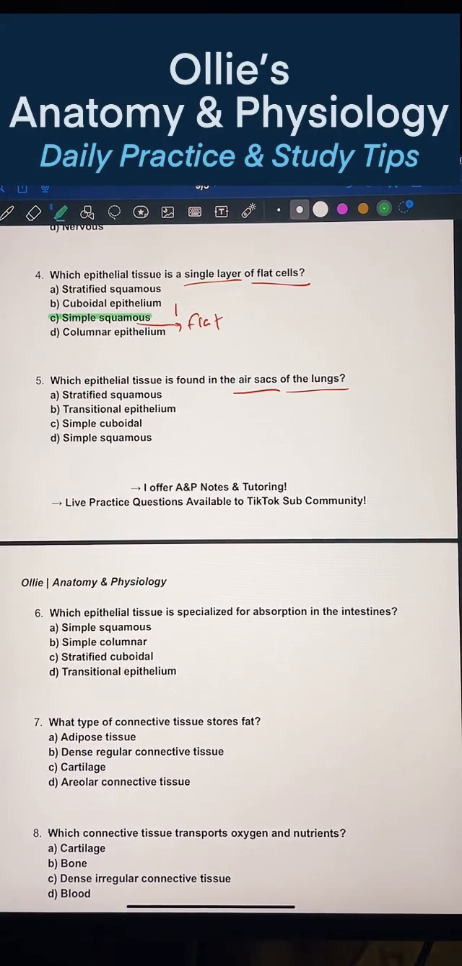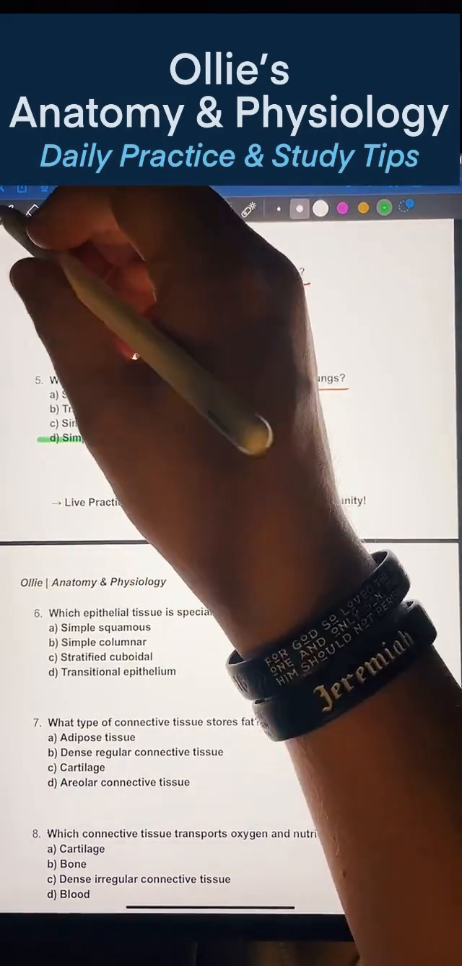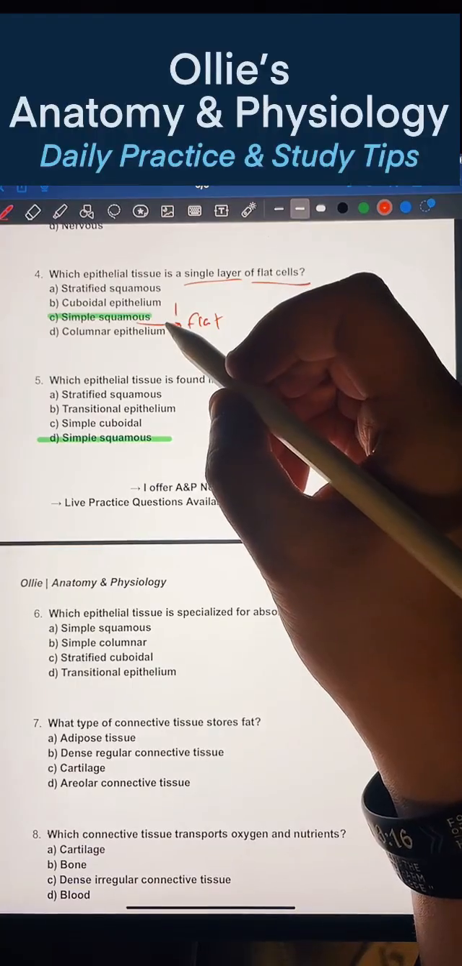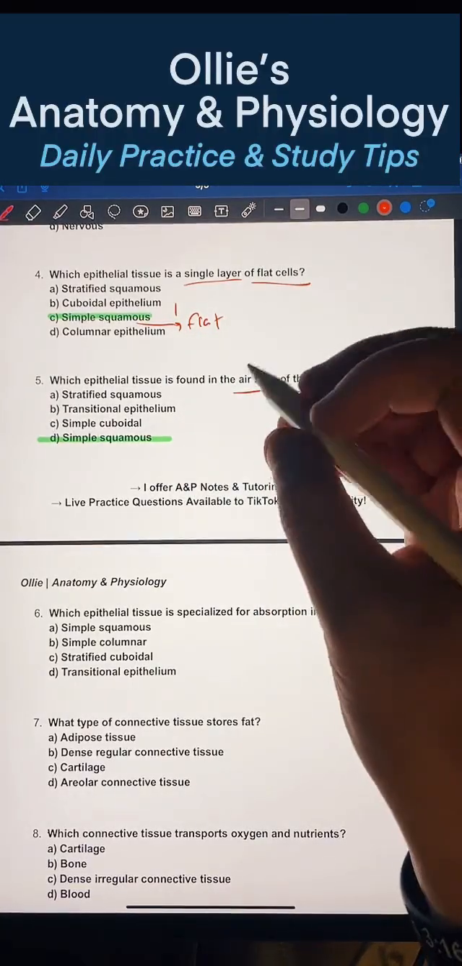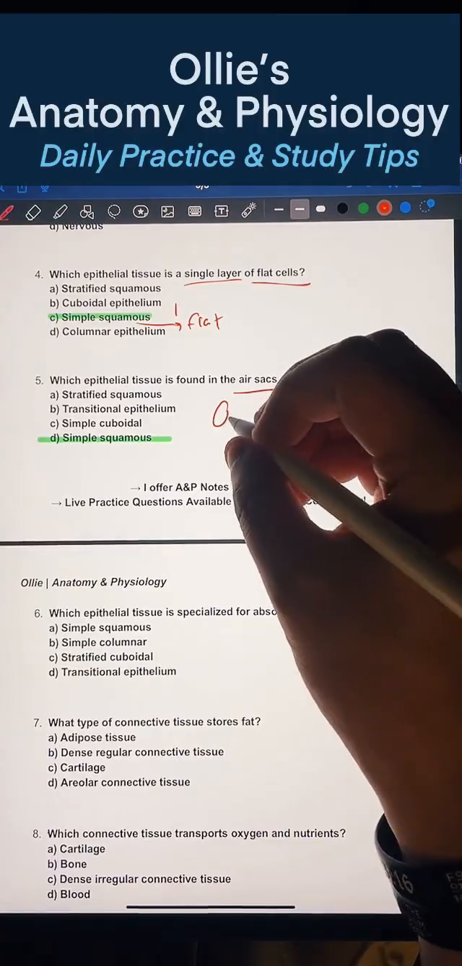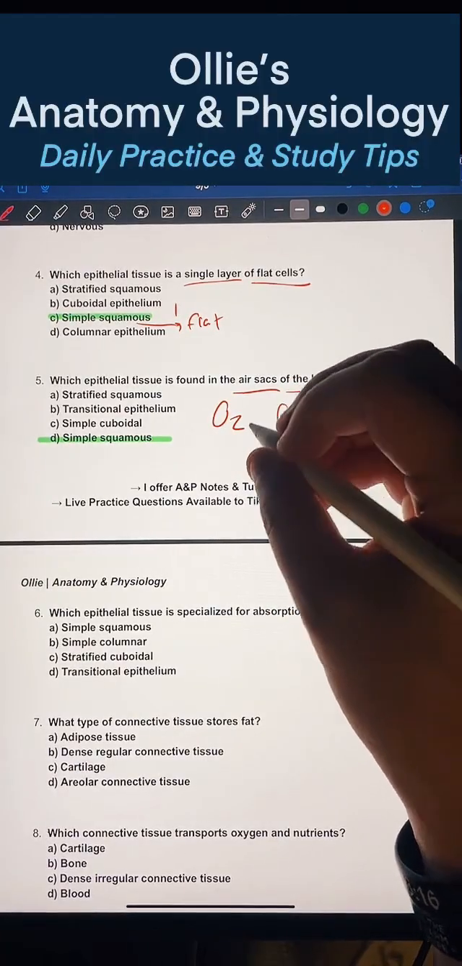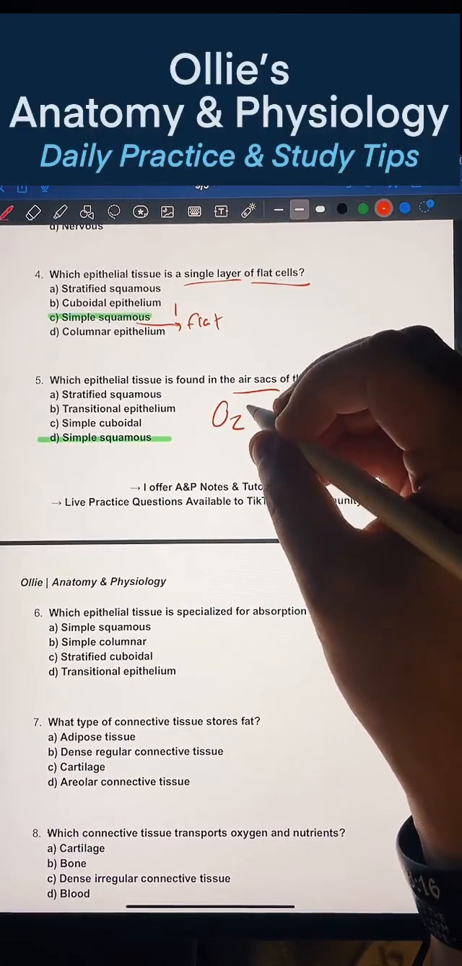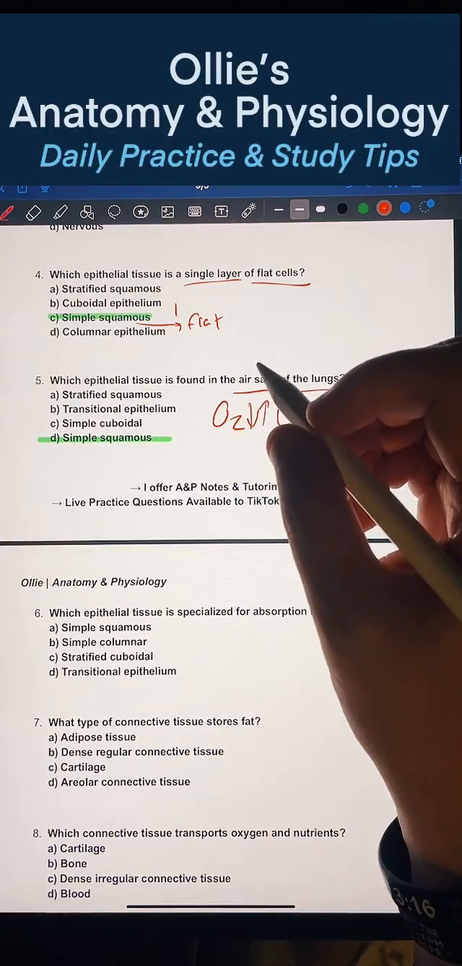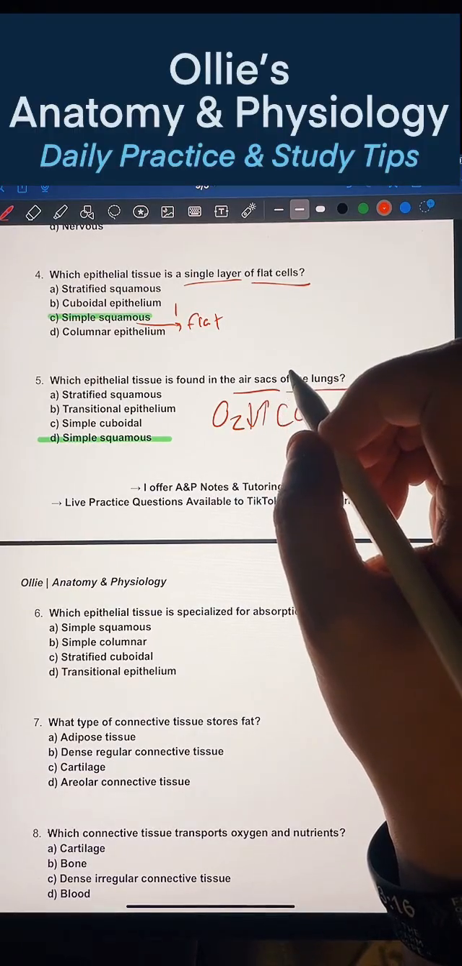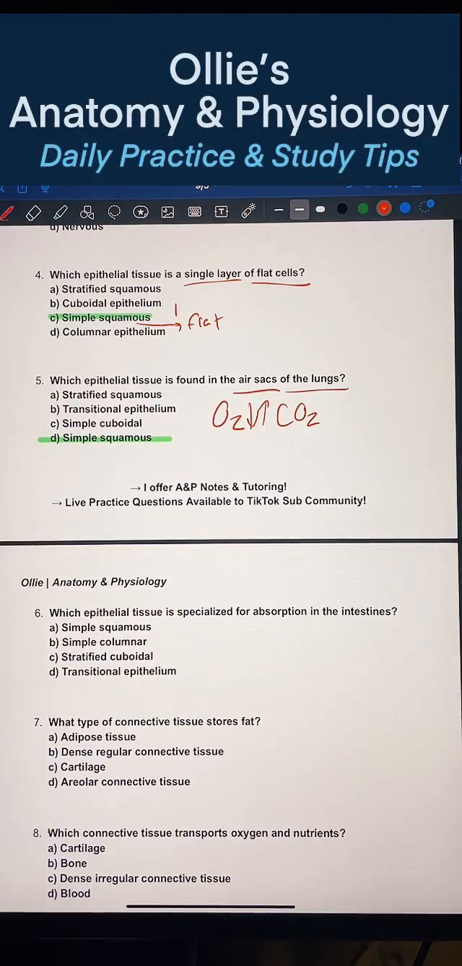Happy Friday. Number 5, the answer is D, simple squamous. And let's think about why. So like we mentioned, single layer, flat cells, simple squamous. In the air sacs of your lungs, what's going on? You're having the exchange and diffusion of oxygen and carbon dioxide. Now, you want to be able to breathe pretty easily, right? It's going to allow this to basically diffuse across your membrane a lot more efficiently.